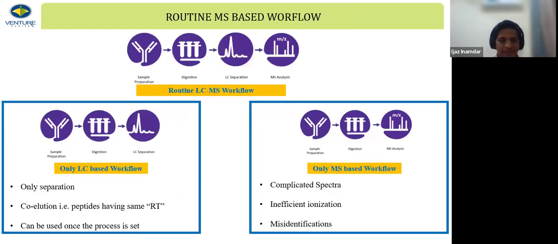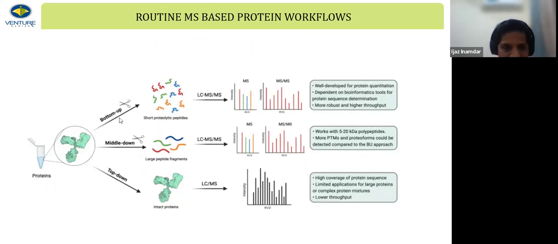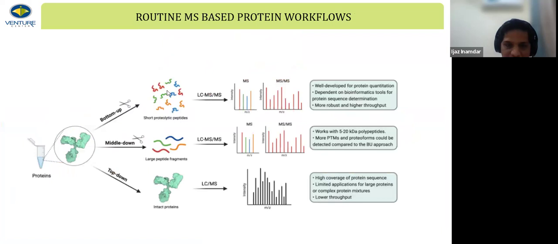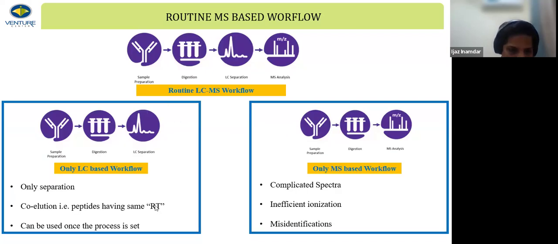Now again, what if I use this for protein work? Let us assume that I have taken a big protein molecule and broken it down into smaller pieces, and now I am to analyze it. If I use only an LC workflow, all that I will get is UV absorption, and I need to confirm the peptides, the small pieces that we are generating, only by RT. There is no other data available to me.